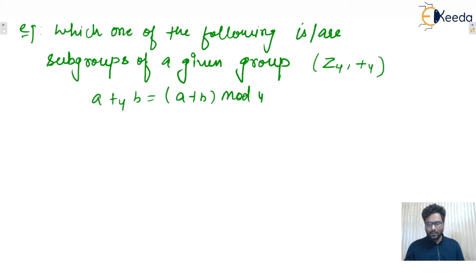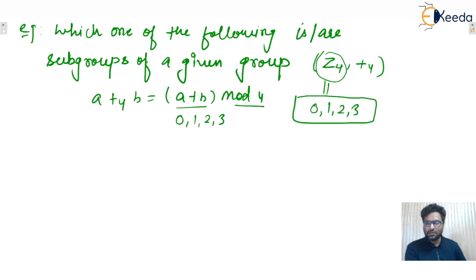Now we'll see what this means. When we divide any number by 4, four remainders are possible: 0, 1, 2, 3. So Z4 means all these remainders, that is 0, 1, 2, 3. When the sum of any integers is divided by 4, there are four possibilities. The remainder could be 0 or 1 or 2 or 3. That is the given group.